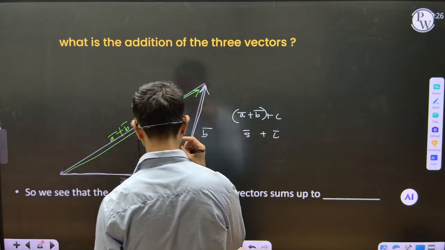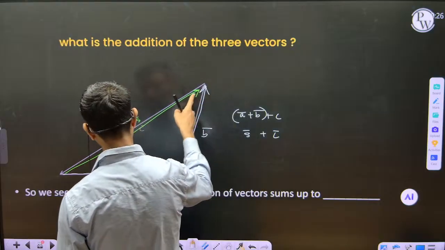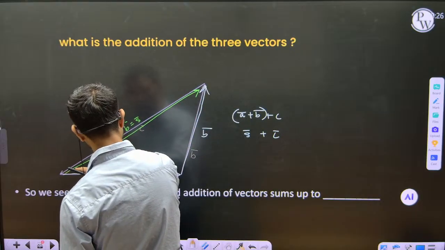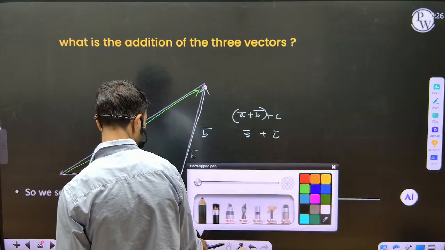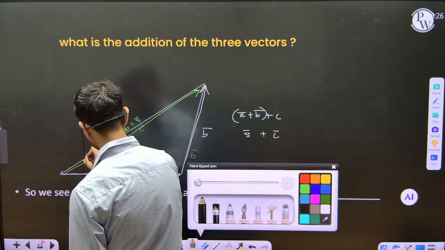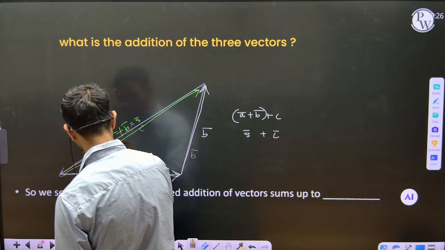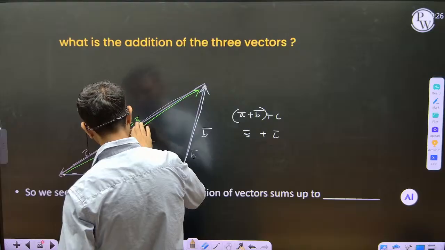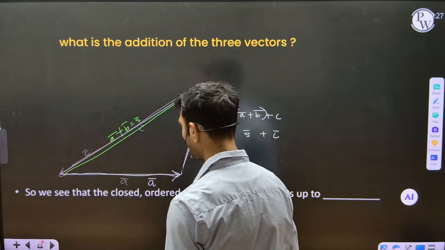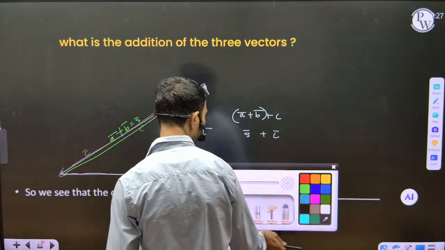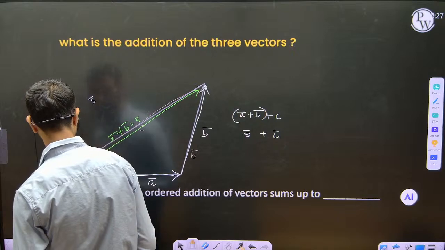Now, if you see, s vector is in the upward direction, and c vector is in the downward direction, right? Can you see that? Like this, the c vector. Whereas your s vector is in the upward direction. So if I ask you, what is the relation between s and c? Can you tell me?